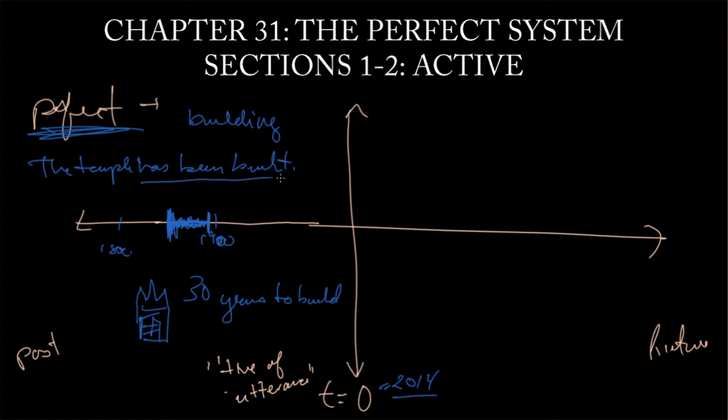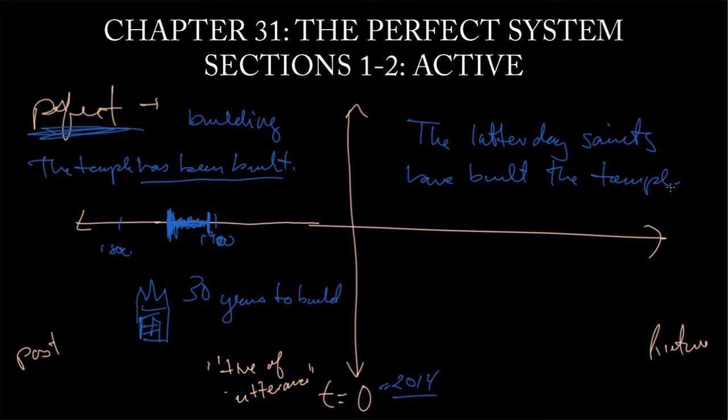It has been built. So this is not only perfect. In English, we do perfect with a form of the verb to have. It's passive because we could say more actively the Latter-day Saints have built the temple. They've actually built many temples around the world now. But this is the idea.